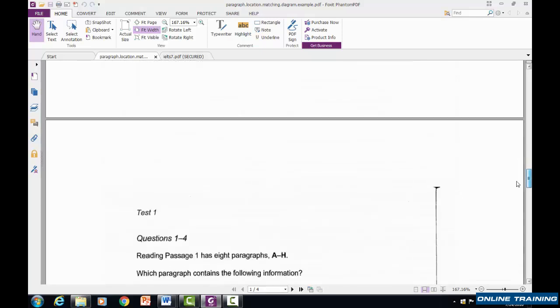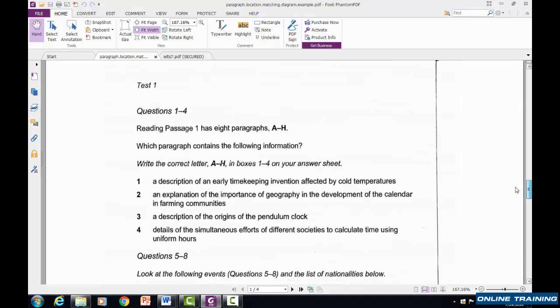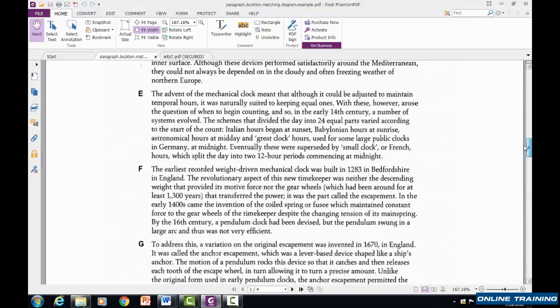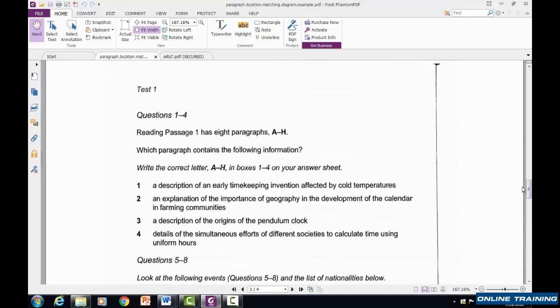So our correct answers, again, number 1 was D, number 2 was paragraph B, number 3 was paragraph F, and number 4 is paragraph E. All right, so that's the proper method for doing a paragraph location question. What we're doing there is circling our keywords in the question, then leaving the paragraph location question and doing the other questions in the set, and then coming back to it.